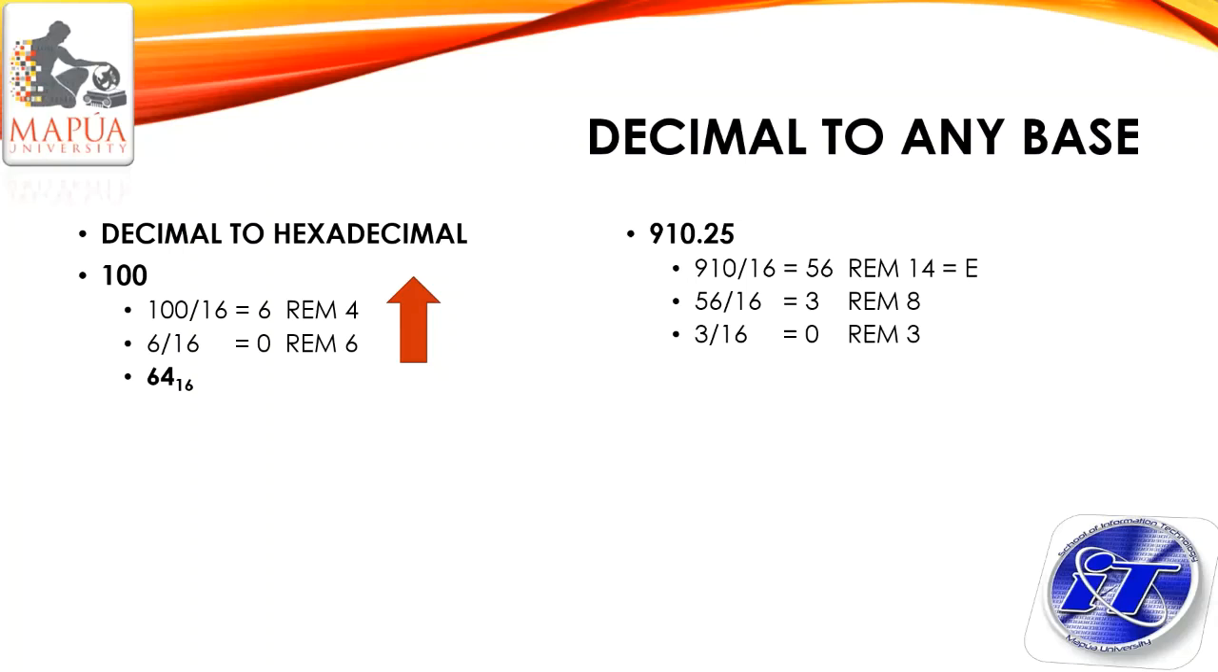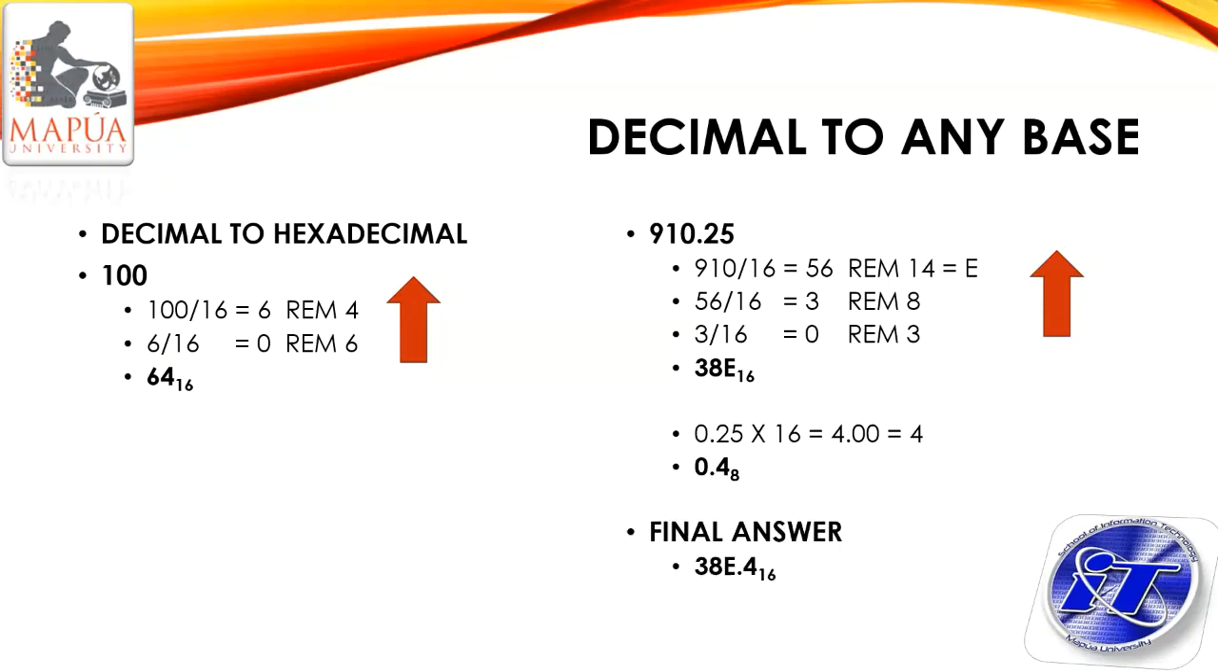And for 0.25, multiply it by 16. Okay, so 4.0. So 0.4 base 16. This should be base 16, not 8. Okay, it's just a correction. So again, 0.4 base 16, append to 38E. So this will be our final answer. 38E.4 base 16. Okay, so thank you for listening. Let's continue our discussion on the next video lecture.